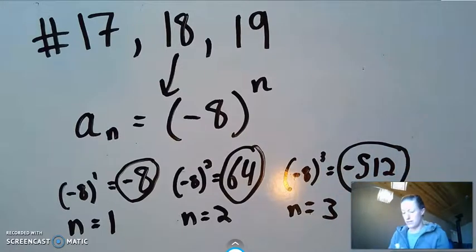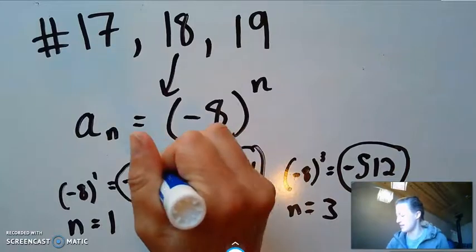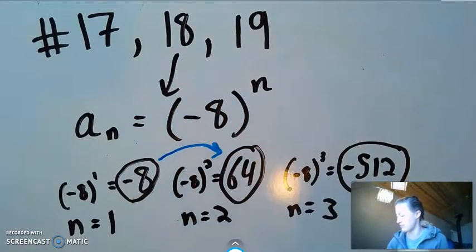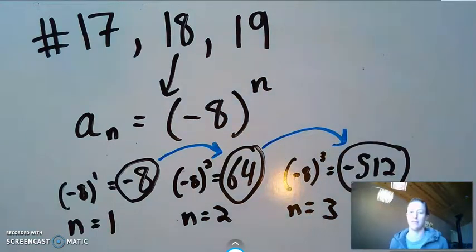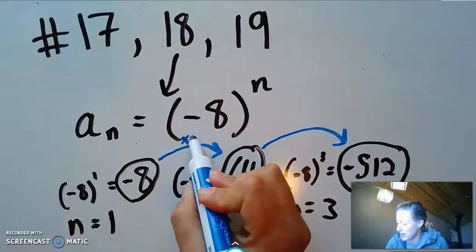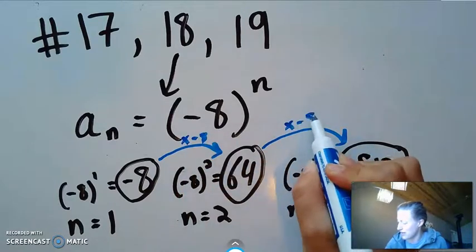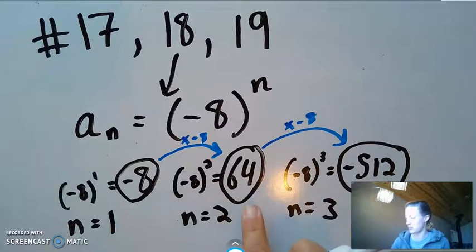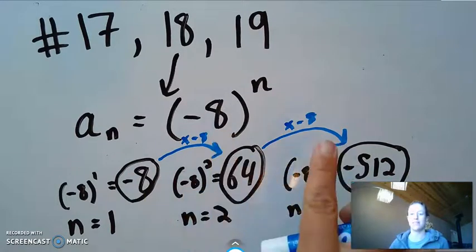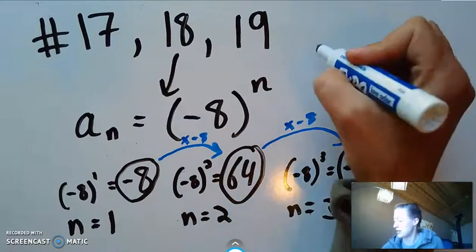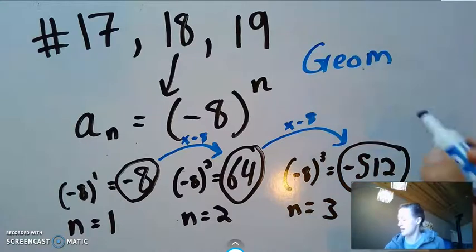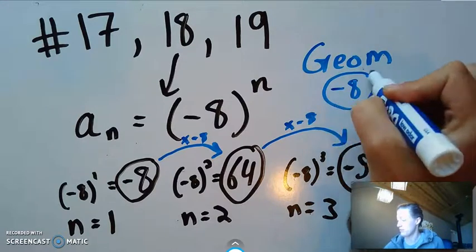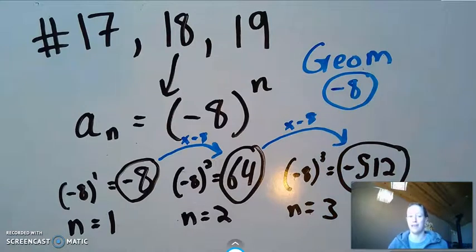So now that we have the first few terms, let's try to find the pattern. To get from -8 to positive 64, and the same thing has to happen between positive 64 and negative 512, I think it's multiplying by -8 every single time, because there was one -8, here were two -8s, here were three -8s all multiplied together. So since it's multiplying, it's going to be a geometric one. That's multiplying and dividing. And the common ratio, or the thing that you're multiplying by every time, is -8.